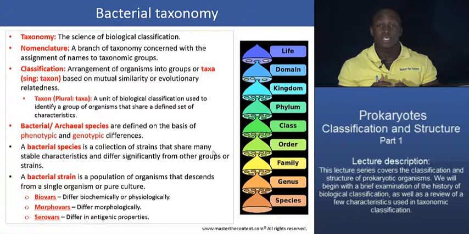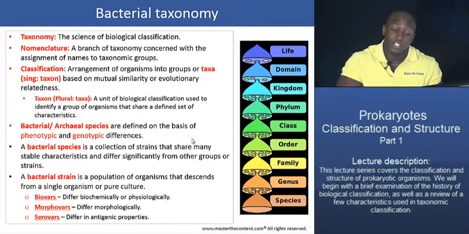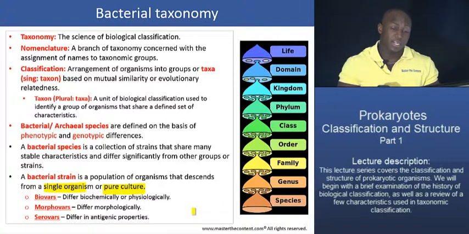Now, we need to distinguish a bacterial species from a bacterial strain. If you've studied biology even at a very basic level, you've probably come across the term bacterial strain. So what is a bacterial strain, and how is it different from a bacterial species? A strain is basically a population of organisms that descend from a single organism or a pure culture. I want you to note that distinction.